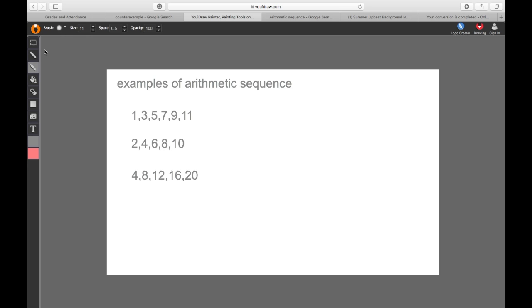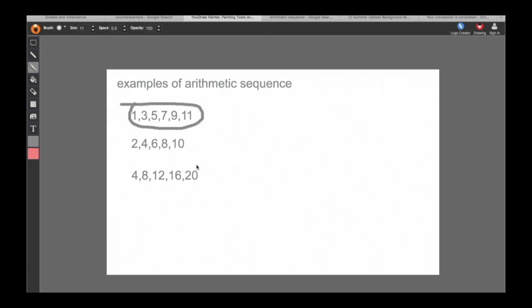So these are examples of arithmetic sequences. The first one is an arithmetic sequence because the ratio or the difference between each term is a constant. For example, the number 1 and the number 3 in the first sequence, the difference between these two terms is 2, and for the number 3 and the number 5, the difference is also 2, and it continues to be 2 for the rest of the sequence, which means we can conclude that this is also an arithmetic sequence.